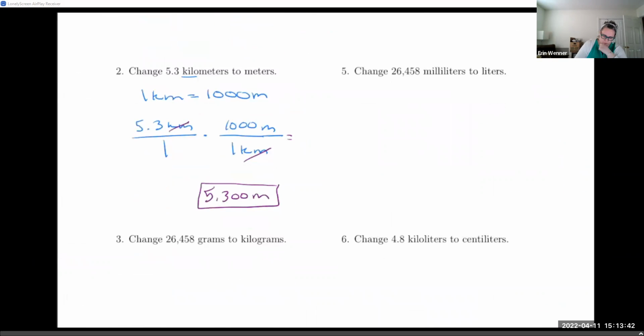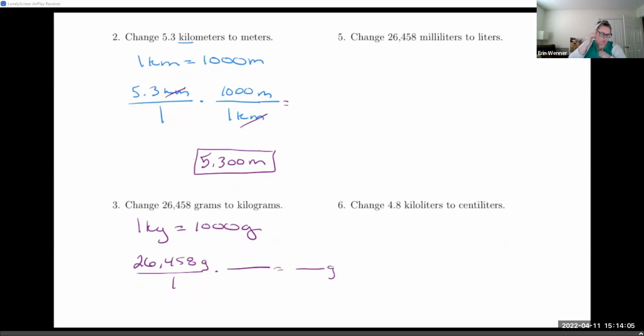So we need to take 26,458 grams. We put it over 1. We multiply it by the fraction. Again, you need to decide, how is that going to be? And then we get an answer out in grams. So go ahead and tell me what you get.